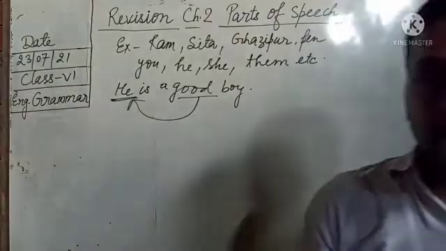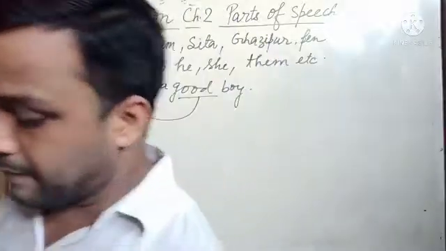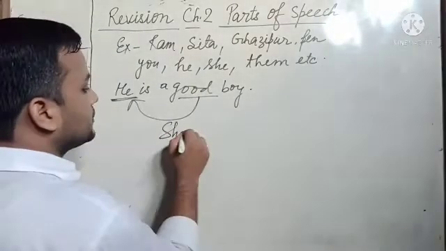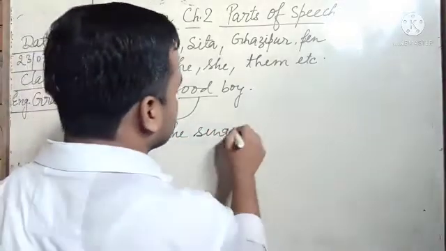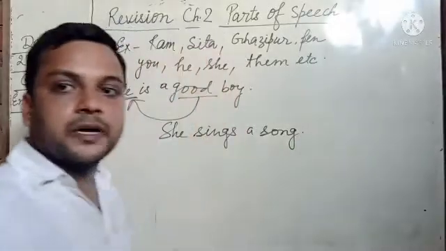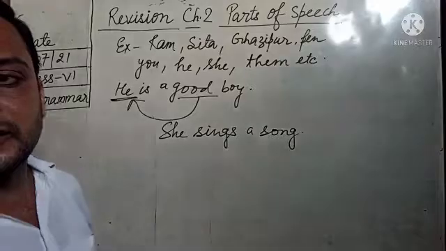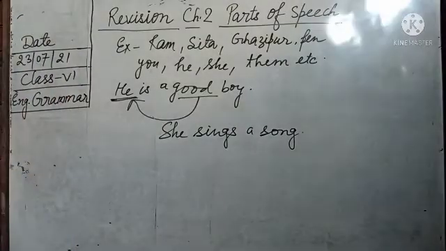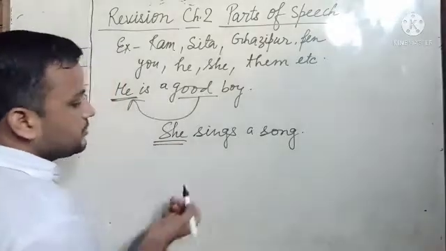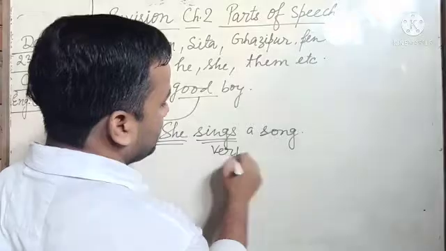Students, a verb says what a person or thing does or what happens. For example, she sings a song. So what a person does or what a thing does or what happens in a sentence. So who the person is: she. What she does: sings. So sings will be the verb. Okay.